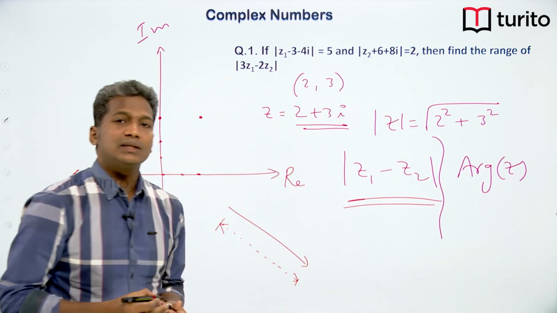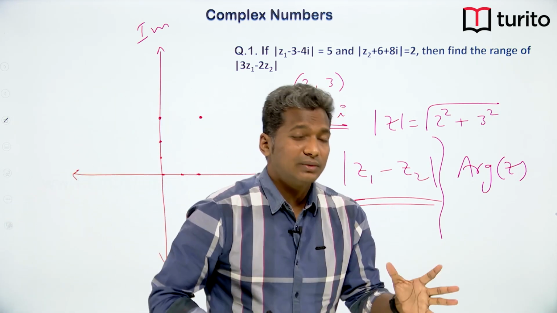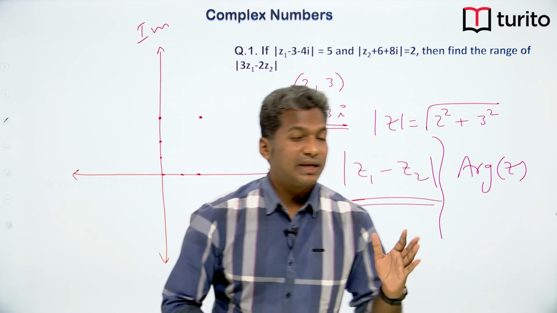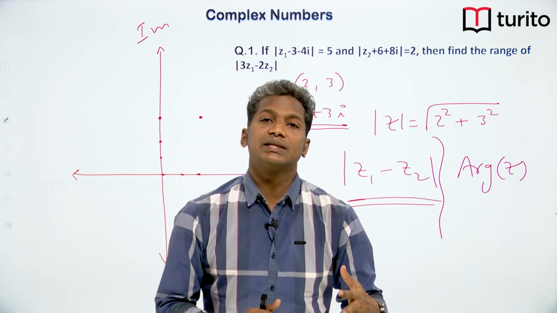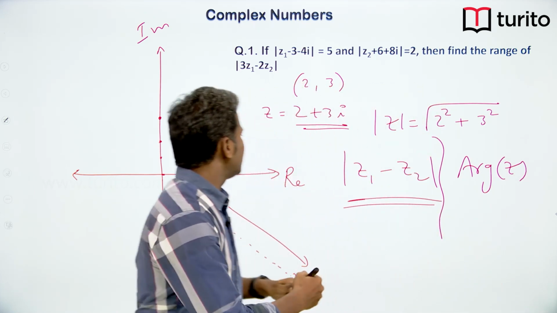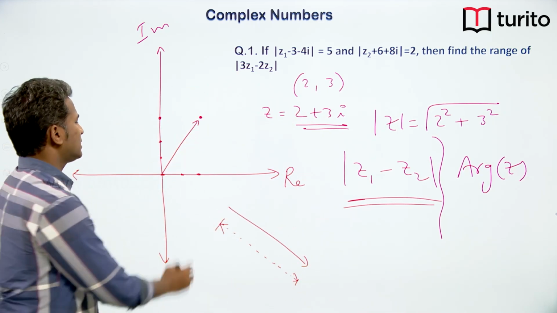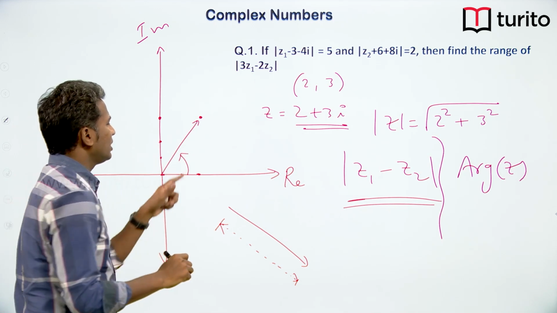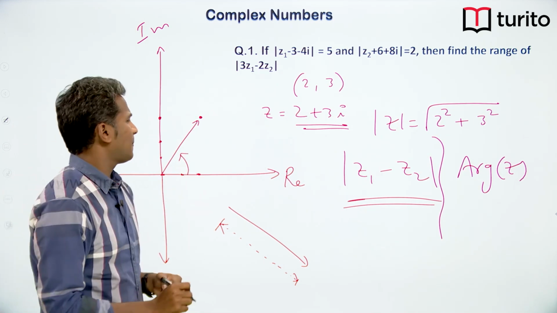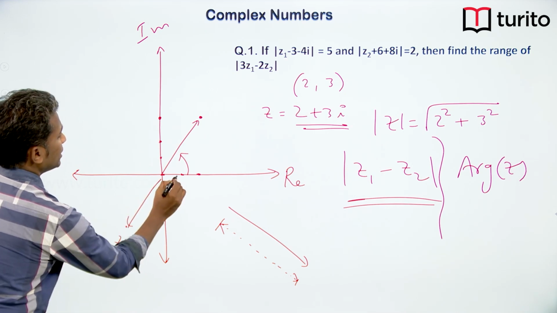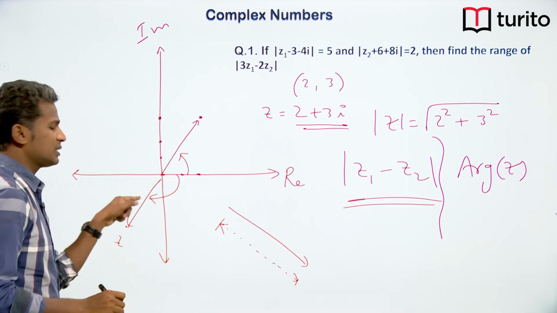Argument is defined as the angle made by z, z is the position vector, remember, with the positive real axis. That means, suppose we have a vector like this, then this angle will become the argument of z. Now, if z is somewhere here, then the argument is to be measured in this direction.